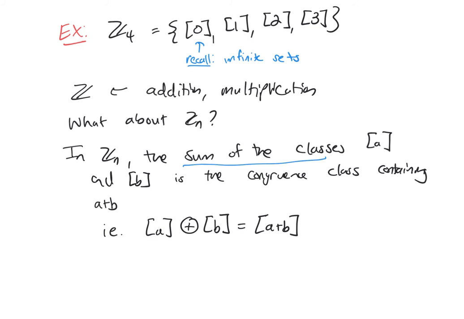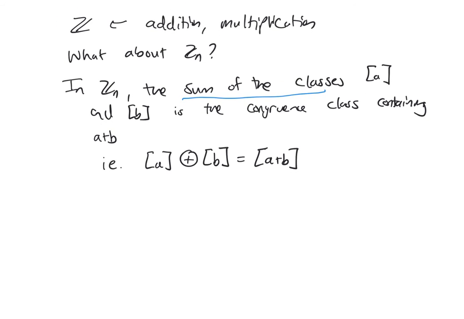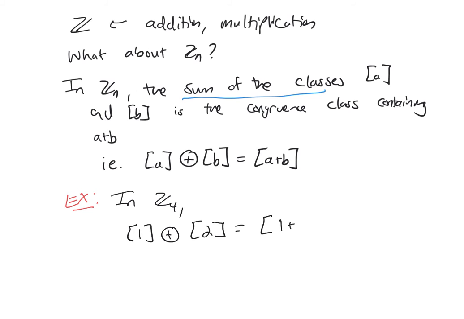So let's look at an example. Let's go with Z4. In Z4, let's add the congruence class 1 plus the congruence class 2. So we get the congruence class 1 plus 2, or in other words, the congruence class 3.